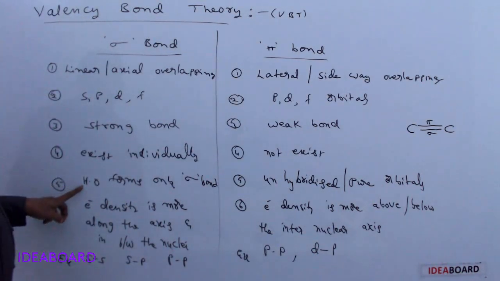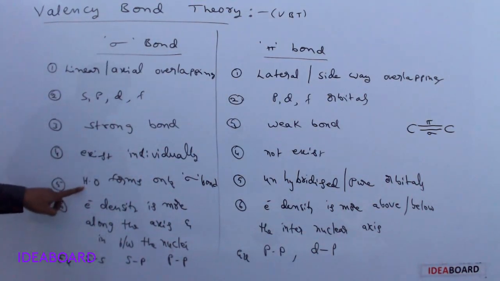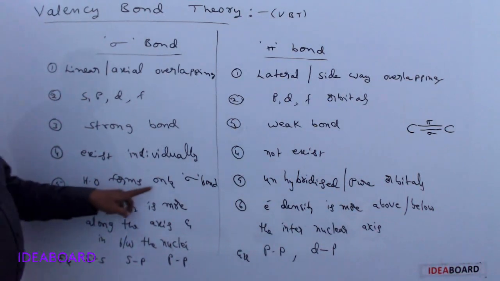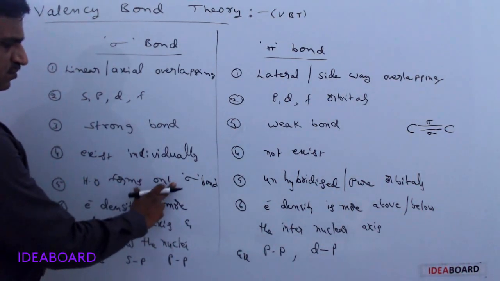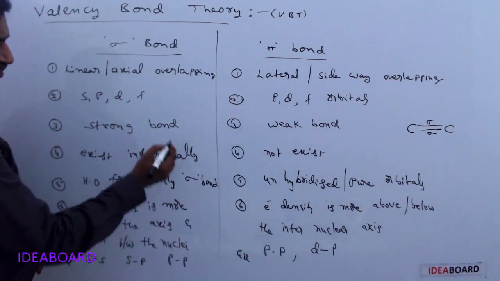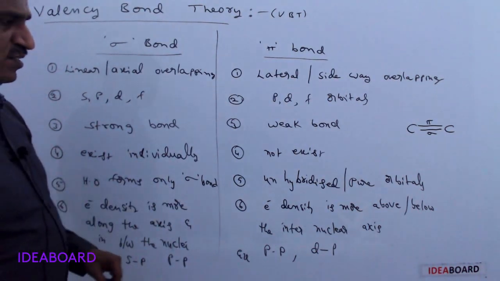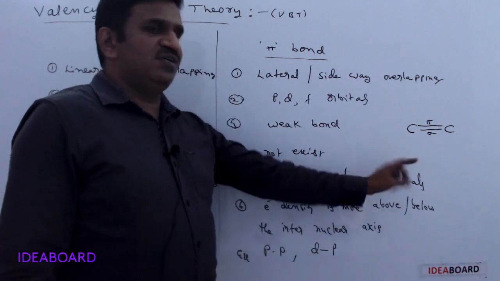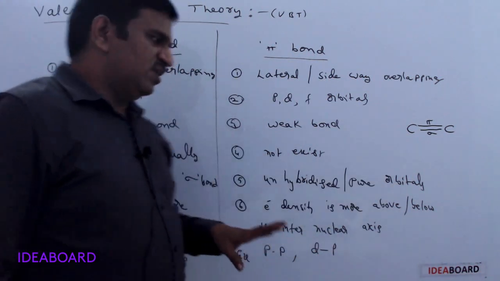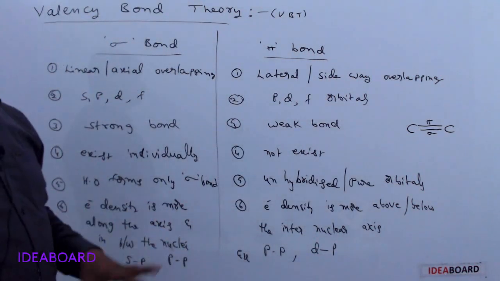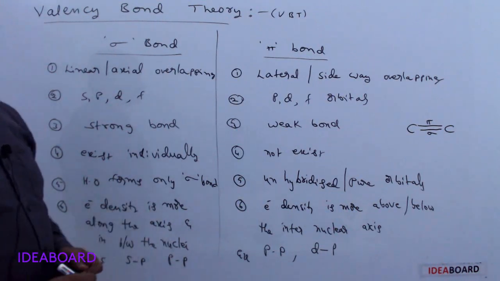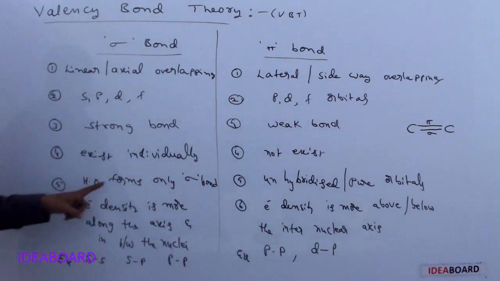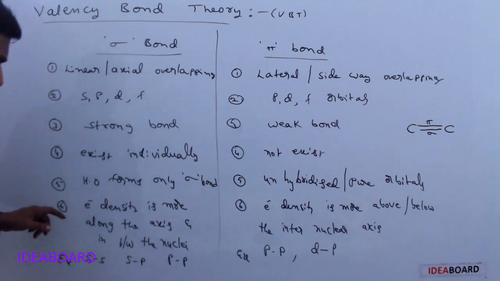And next, hybrid orbitals. Hybrid orbitals always form only sigma bonds, whereas unhybridized or pure orbitals form pi bonds. What are hybrid orbitals or unhybridized orbitals? I will explain later in the concept of hybridization. So hybrid orbitals always form sigma bonds only.